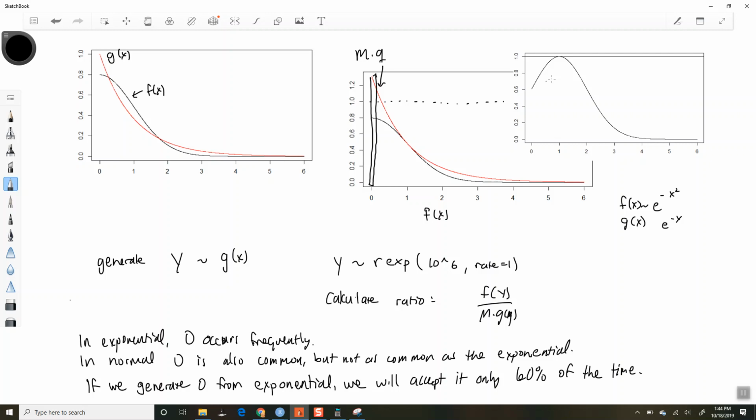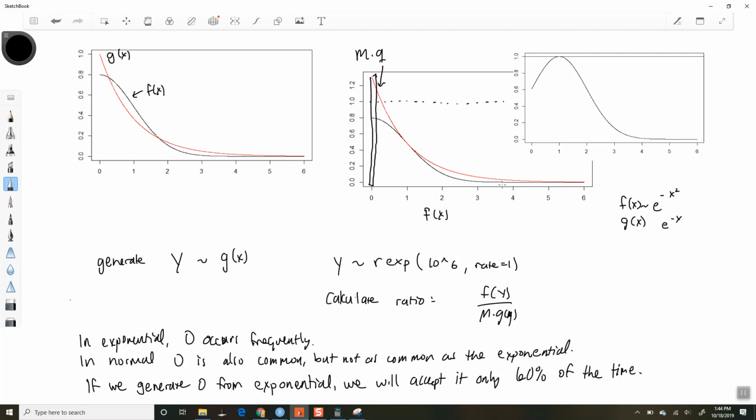Yeah, you need something with a heavier tail. If you can't think of a distribution with a heavier tail, then rejection sampling is not going to work for you. But I feel like most of the time you should be able to find something, but I don't know. Okay, so we've got this.